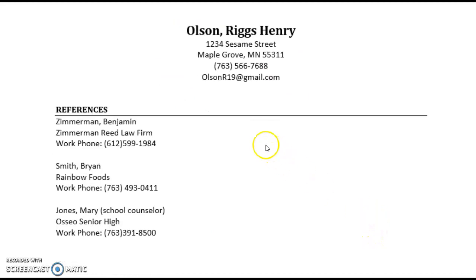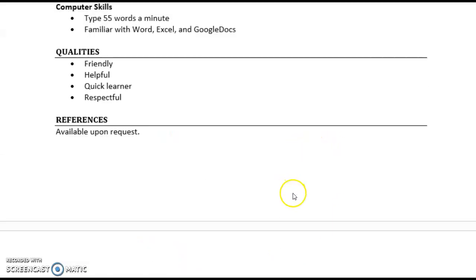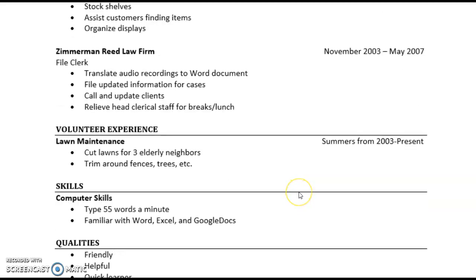And then we have three people who are going to theoretically give this person a good recommendation. So we have their contact information there. This one is from the law firm, this is from Rainbow Foods, and then the other person is a school counselor. They maintained the consistency with formatting, which I like, and included just the work phone number. That's all we need. So the references are on a separate sheet, but everything else fits on one page.